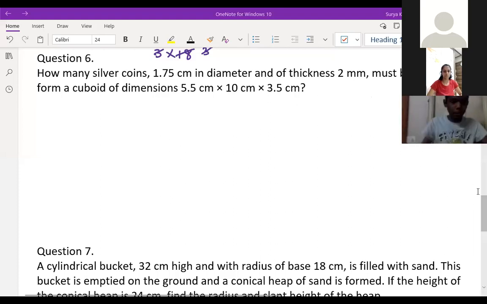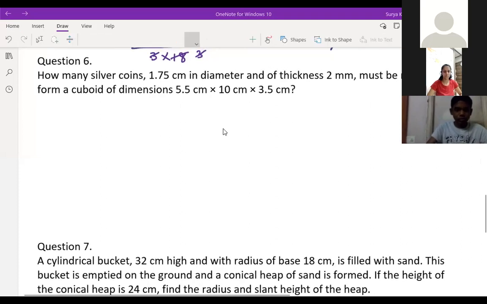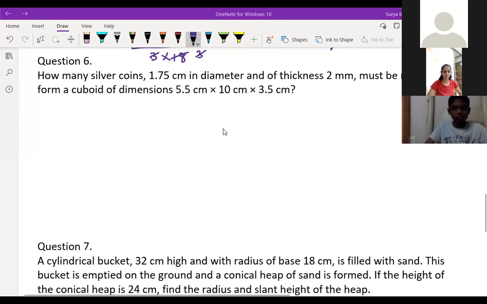Okay. See, question number 6 is how many silver coins 1.75 centimeter in diameter and of thickness 2 mm. So children, here they have given in mm also and cm also. So try to convert only one. This is centimeter. These all are centimeter. This is also centimeter. So try to convert this also in centimeter. What is it in centimeter, Adarsh? 2 mm is equal to how many centimeter?